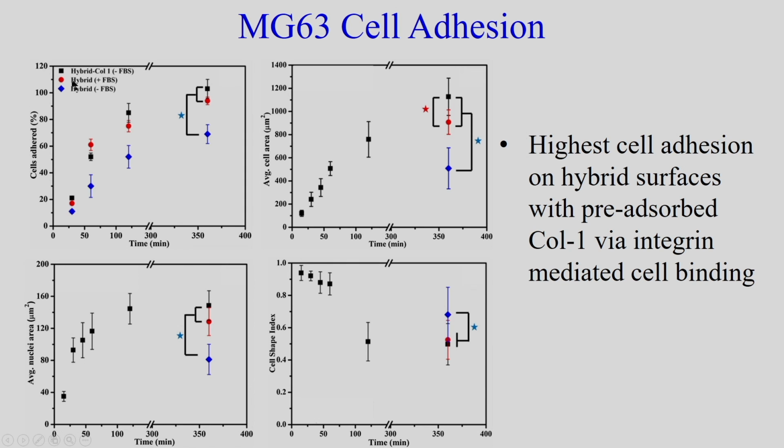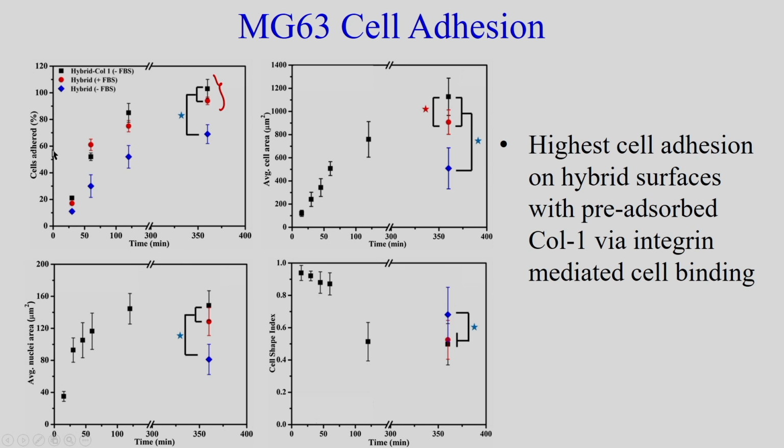Now, there are two other cases. In one case, the media had FBS, and then we observe better cell adhesion as compared to the media without FBS. Now, in the third case, when the surface was pre-adsorbed with collagen, and again the media did not have any FBS, we still observe better performance. So, it says that if you have a surface with pre-adsorbed adhesive protein, then during the cell culture experiment FBS may not be required, and you can still get comparable cell adhesion.